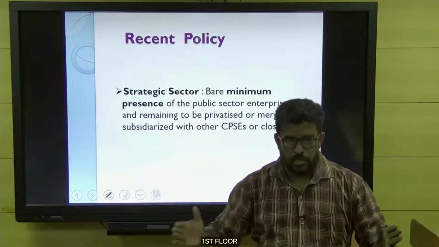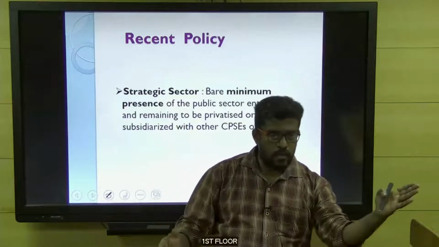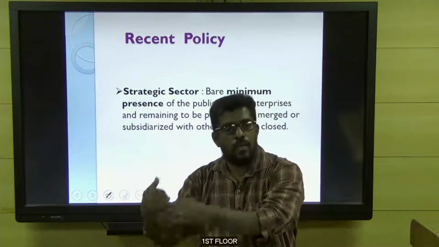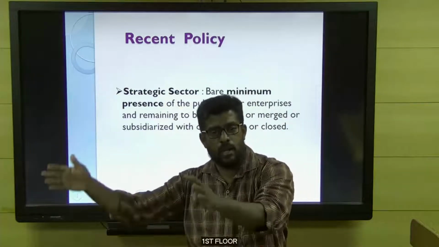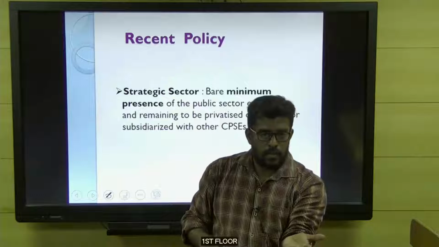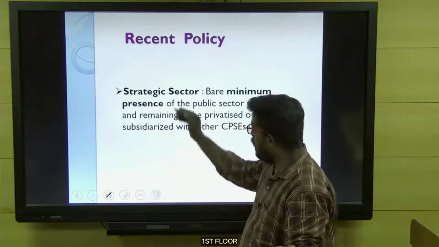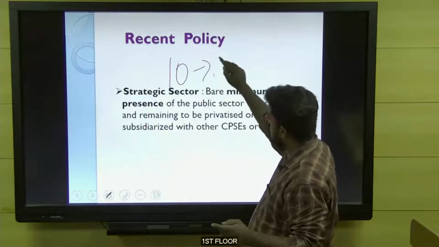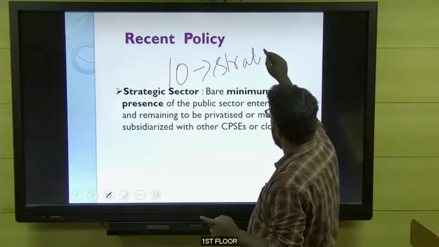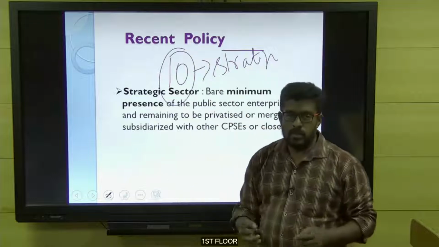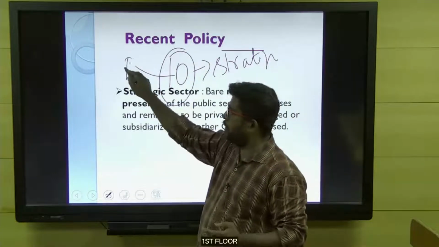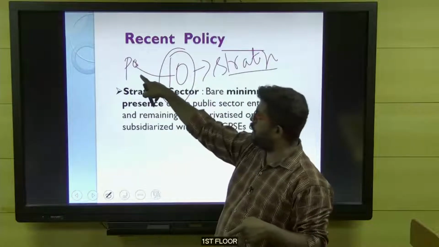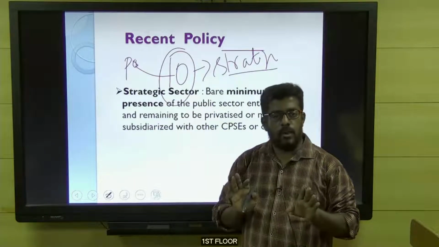I classify the sectors into two types. One is strategic, one is non-strategic. In non-strategic sectors, the government may have its presence or may not have its presence. The government may sell all the companies. But in strategic areas, imagine there are 10 companies in a strategic sector. The government has a presence in all 10 companies, and all 10 are profit-making. According to the old policy, this is a strategic sector and profit-making, so what would the government do? The government could do only token disinvestment.